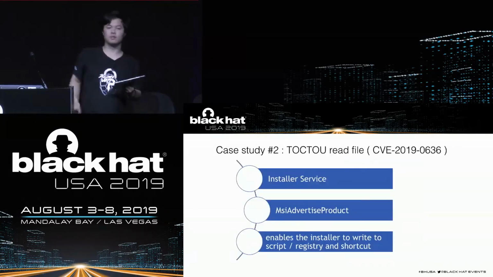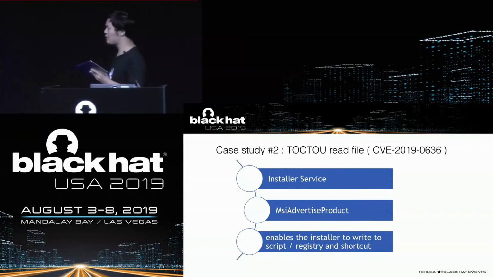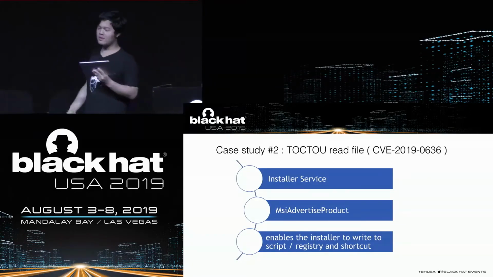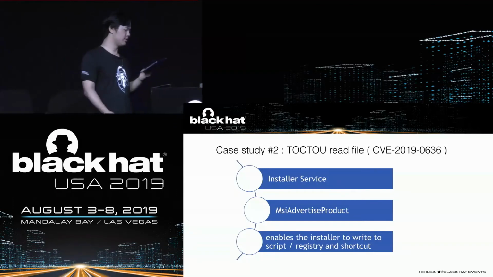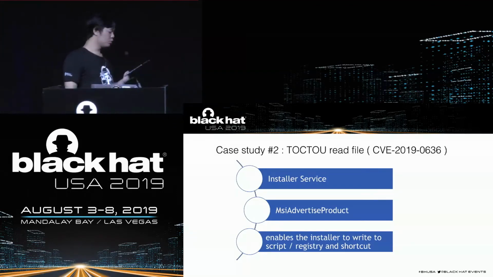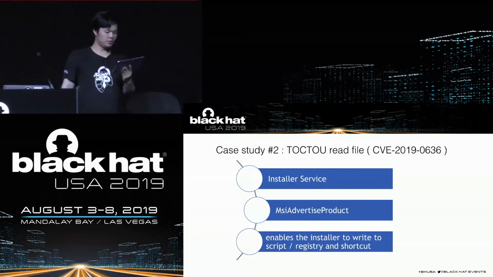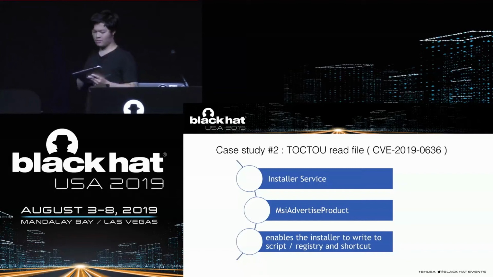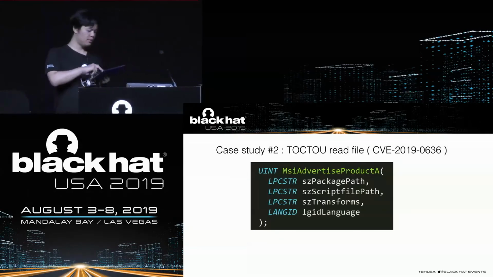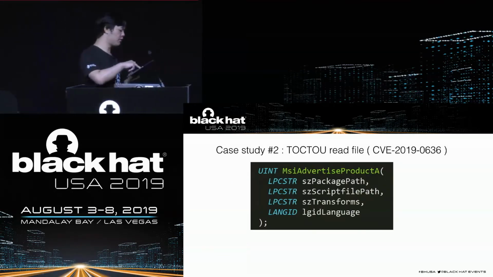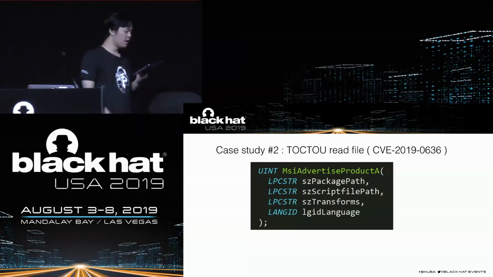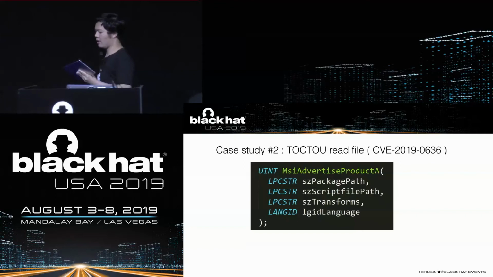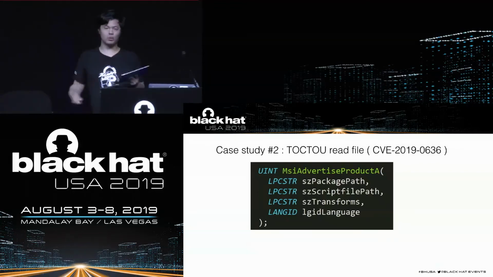The second one is not about ALPC, but about some functions related to system service. It is located in the installer service, and it's used to enable the installer to write to the script or registry and the shortcut. It also receives several parameters to process. We could say it will receive a package path, and it will copy it.